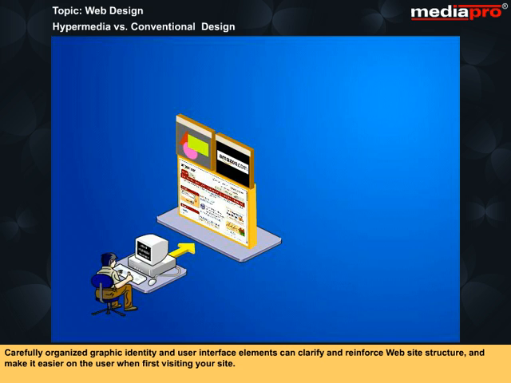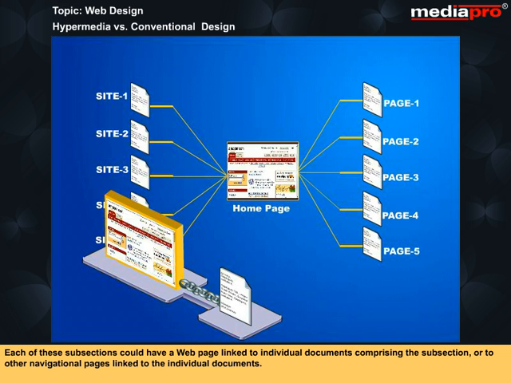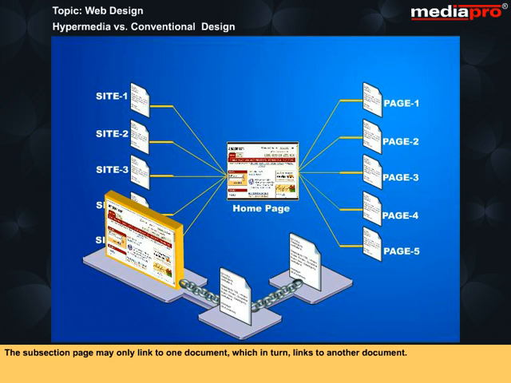Carefully organized graphic identity and user interface elements can clarify and reinforce website structure and make it easier on the user when first visiting your site. A website with many web pages may best be organized using a home page with links to various subsections of the website. Each of these subsections could have a web page linked to individual documents comprising the subsection or to other navigational pages linked to the individual documents. The subsection page may only link to one document, which in turn links to another document.